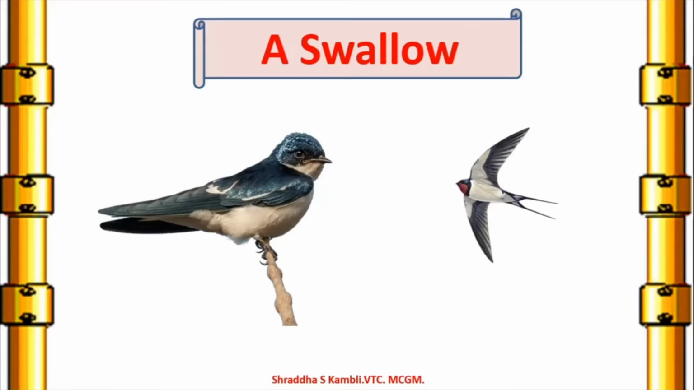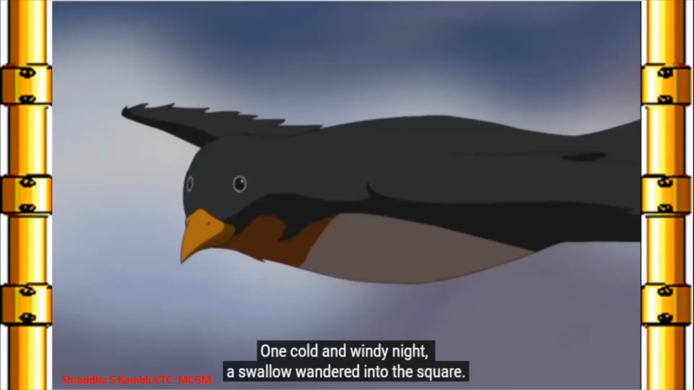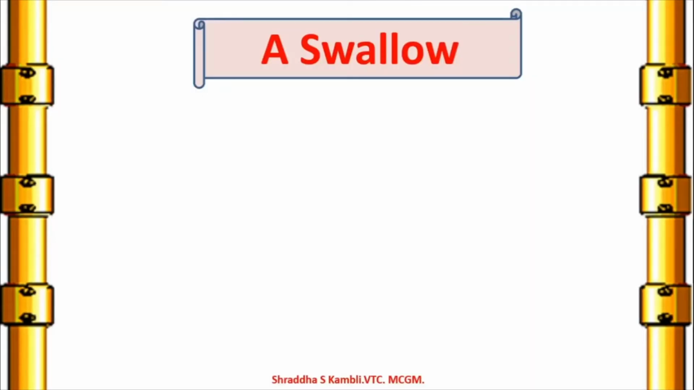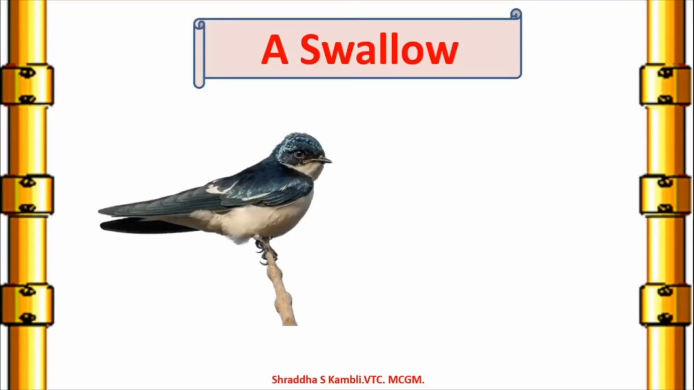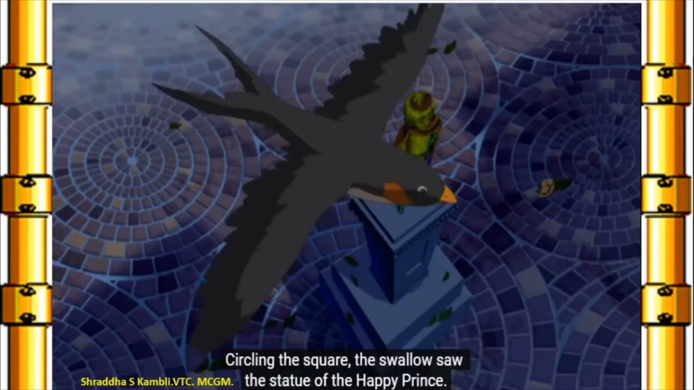So this poor little swallow was also flying away to a warm place, but he got lost and wandered, and then you will see how he came to this square. And who was there in the square? Yes, our Happy Prince was standing in the square. And let us see what happened and what kind of friendship began between the swallow and the prince.